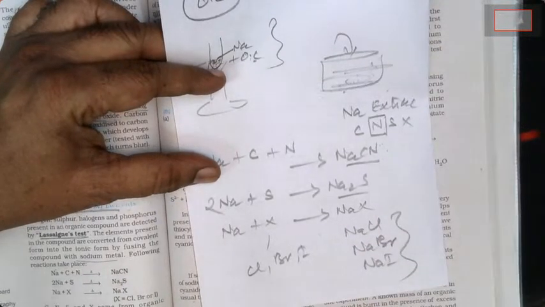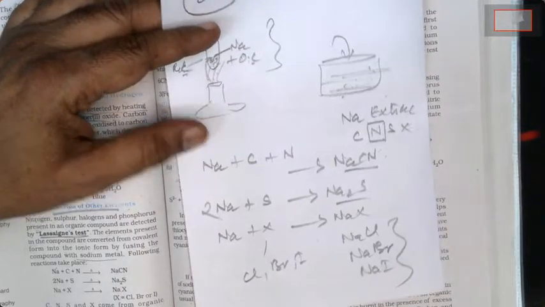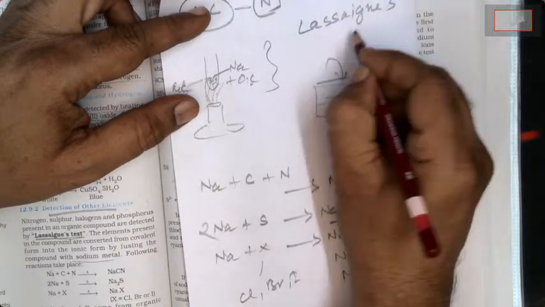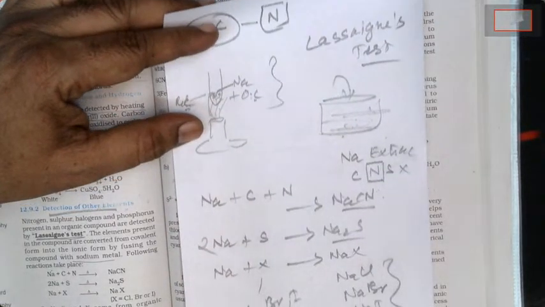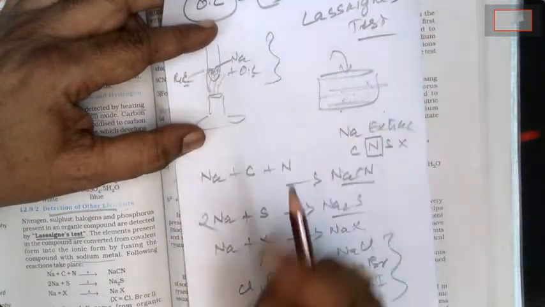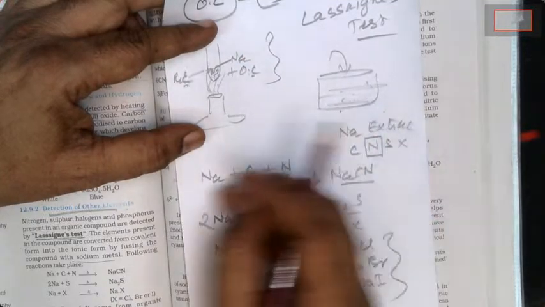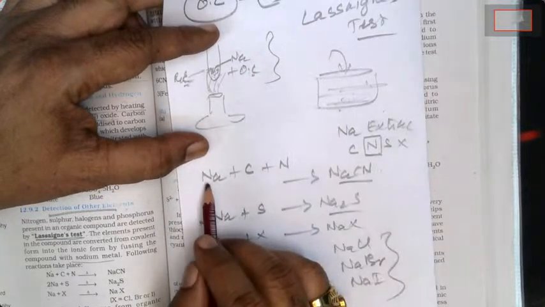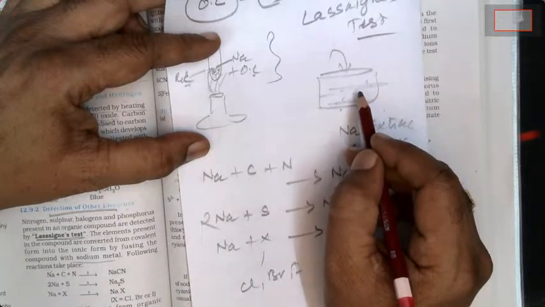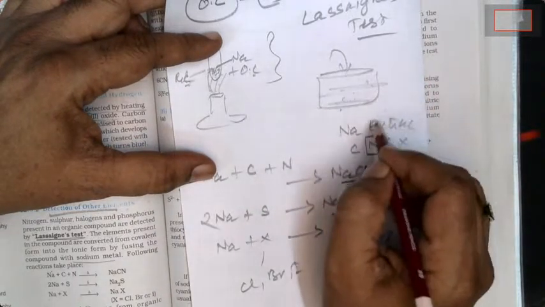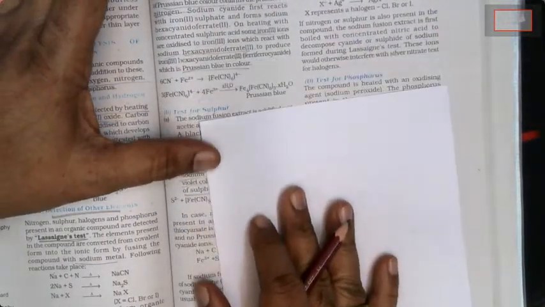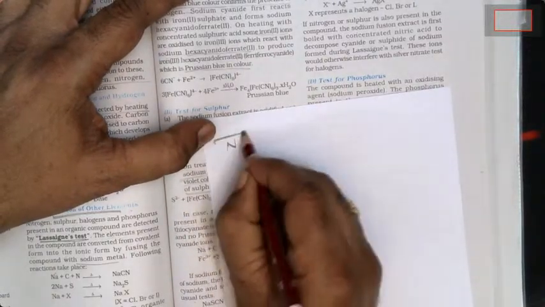Likewise it forms. Okay, so what we do in the Lassaigne's test, it's called Lassaigne's test, don't forget this. So in Lassaigne's test, we take the sodium extraction tube and put all this sodium and the organic compound. The organic compound contains carbon, sulfur, nitrogen, etc. So when it is heated and dropped into water, it becomes the extract, so that they fuse together and form the sodium cyanide, sodium sulfide, sodium halide. Got it? So now we have to detect, because we have to check whether nitrogen is present or not. Let us assume nitrogen is present.